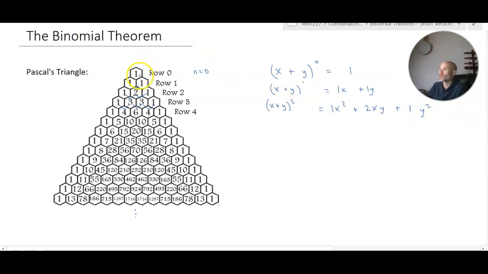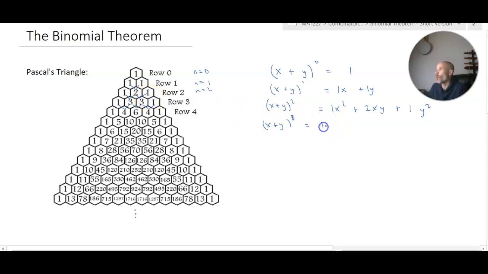Now I want you to start to notice that when you raise this to the 0 power, you get 1, which is the top row of Pascal's triangle. In the row below that, when our power is n equals 1, you get 1x plus 1y, which again, the coefficients are the binomial coefficients. In row 2, in other words, when your power is n equals 2, then you get 1x squared plus 2xy plus 1y squared. And let's see if we can infer from this, what would x plus y cubed look like?